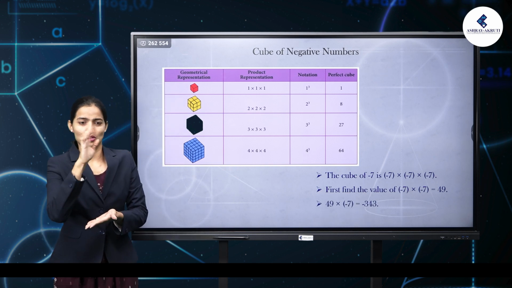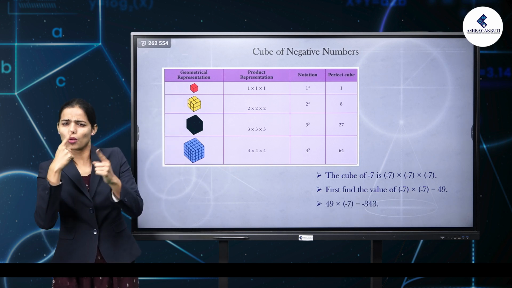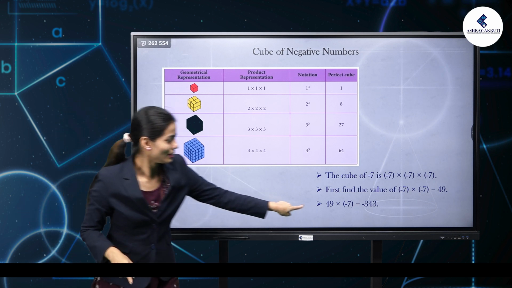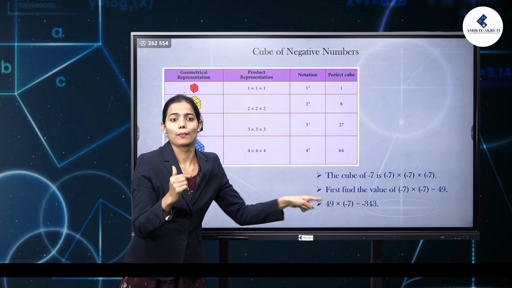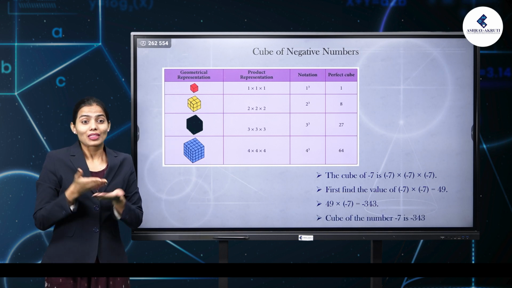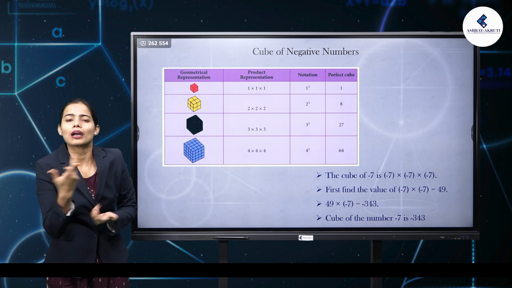Now, we will find 49 into minus 7. This is equal to minus 343. Hence, we can say that cube of the number minus 7 is minus 343.